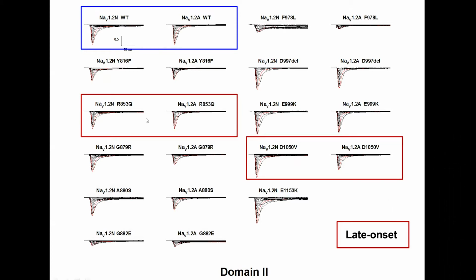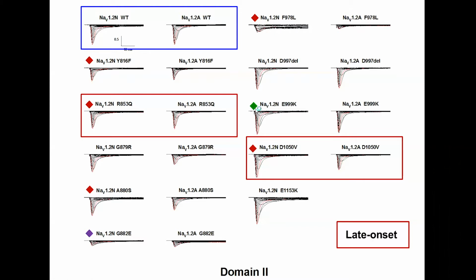R853Q is a recurrent variant, and there are a number of reports with individuals who are unrelated to each other that have this variant. This tends to be associated with later onset neurological disease, as is this one here, D1050V. And then again, using the same diamond-colored symbols as before, green indicates those variants for which there was a documented good response to sodium channel blocking drugs, and the red diamonds represent those that did not respond.